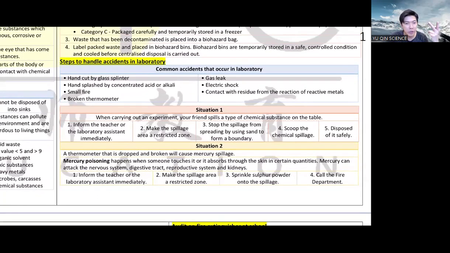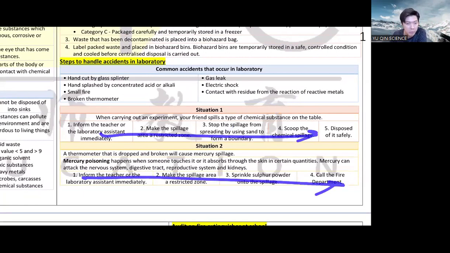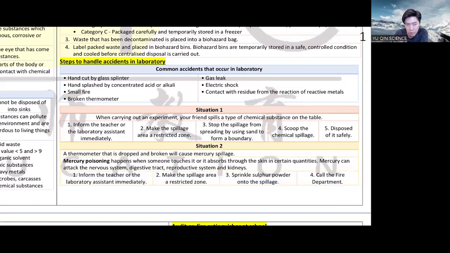The two situations that your textbook gives you in terms of steps to handle accidents are a general chemical spill and a mercury spill. The steps are very similar. This one, I think you better memorize the steps a bit. Number one, inform the teacher. Number two, ask your friends to go away, don't come near the spillage. So the difference is this.